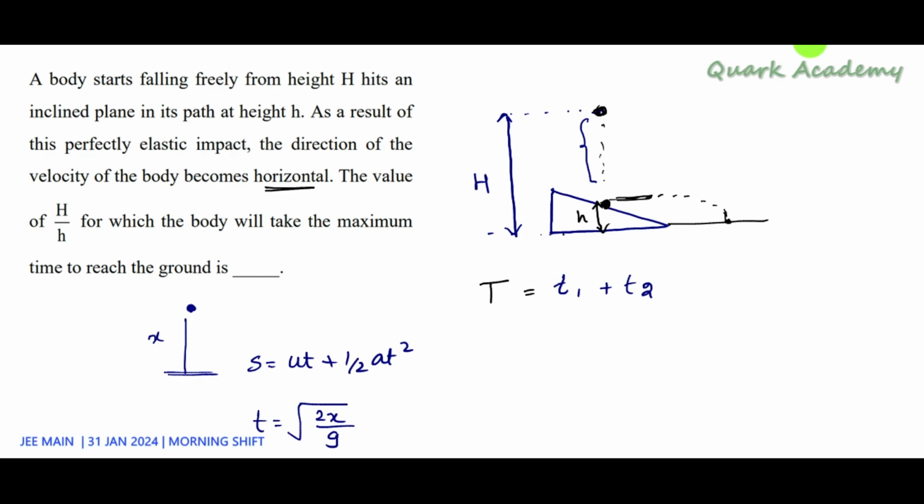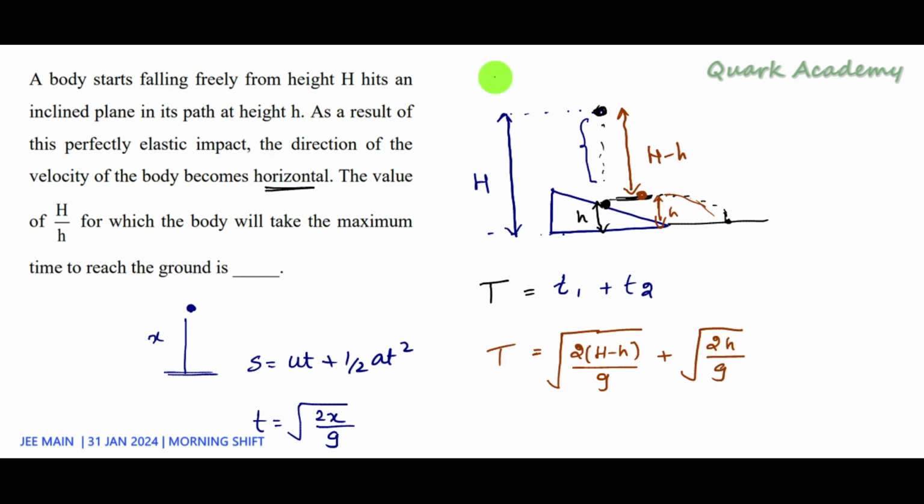The same idea I'm going to use here. This distance is going to be capital H minus h, and this distance is h only. And here also we can use the projectile motion idea, like the initial vertical velocity is going to be 0 in this case also. So if I write this, t1 will be root of 2 times (H minus h) by g plus root of 2 small h by g. This is the total time.